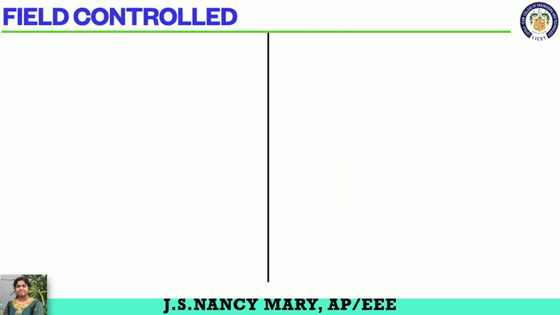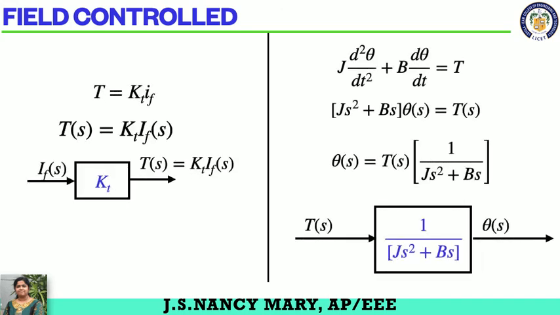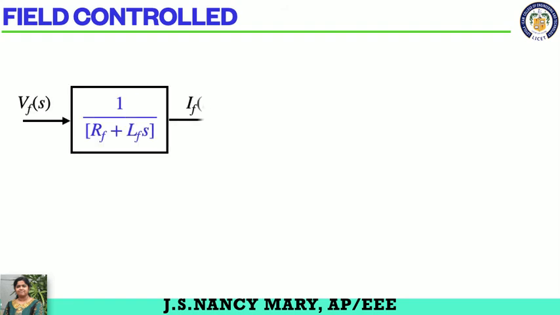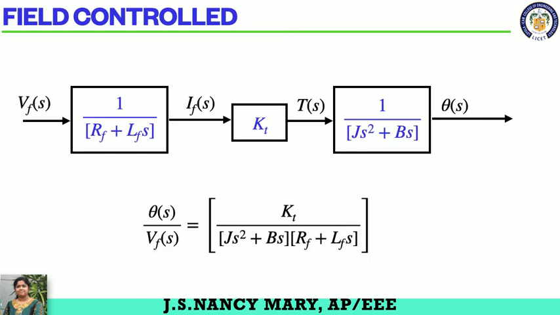Then you know very well about your torque and the load. So I have written the torque and the load, which is same as your armature control DC motor. Now V of S is my input and I have to get I of S, then I have to get theta as the output. So I of S, after that I'll be having T of S, after that theta of S. So this is my block diagram and this is my transfer function. This is your field control DC motor.